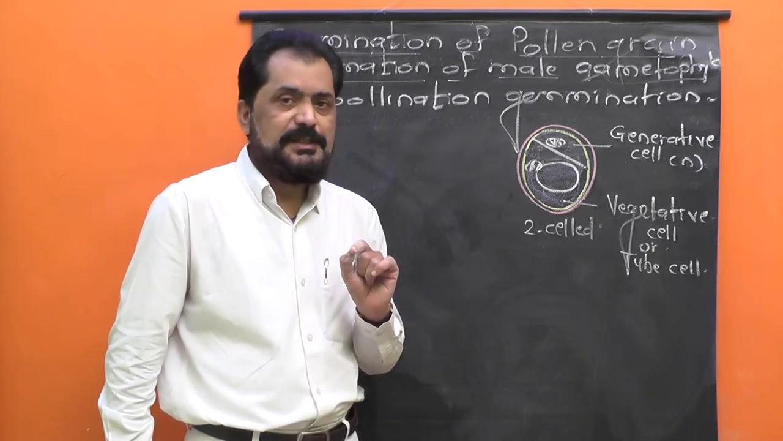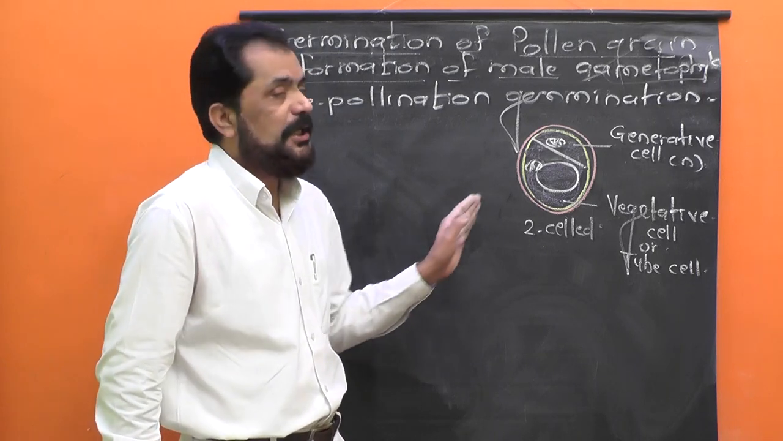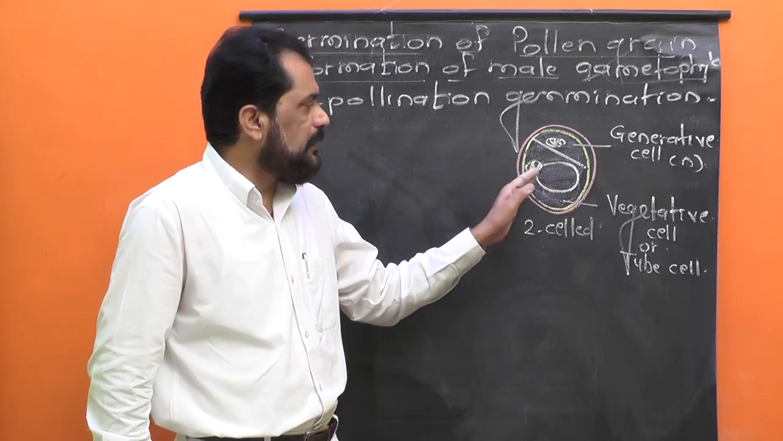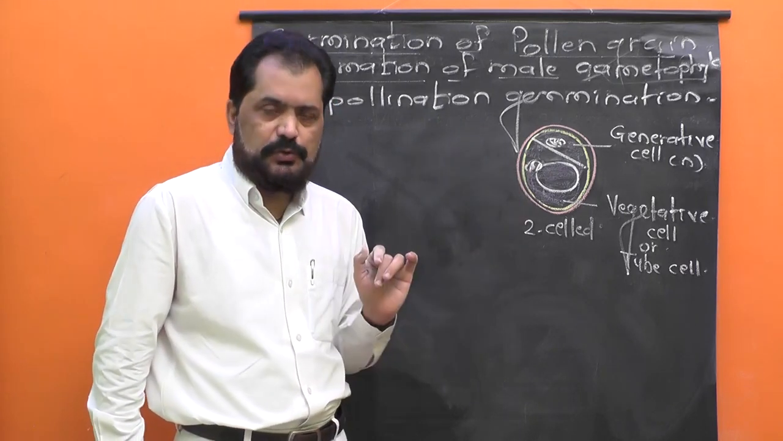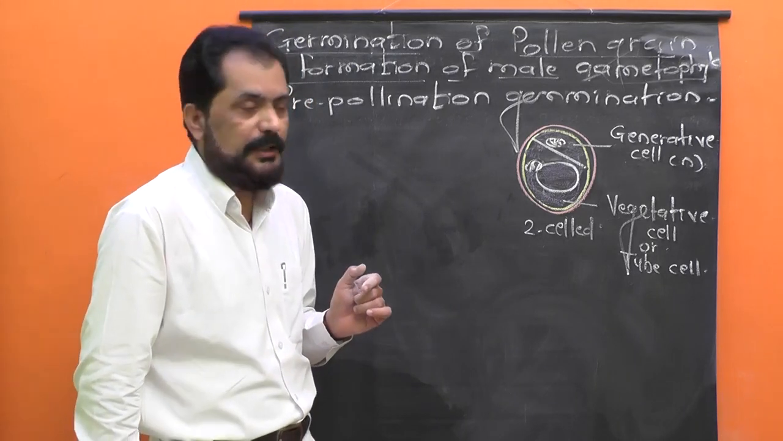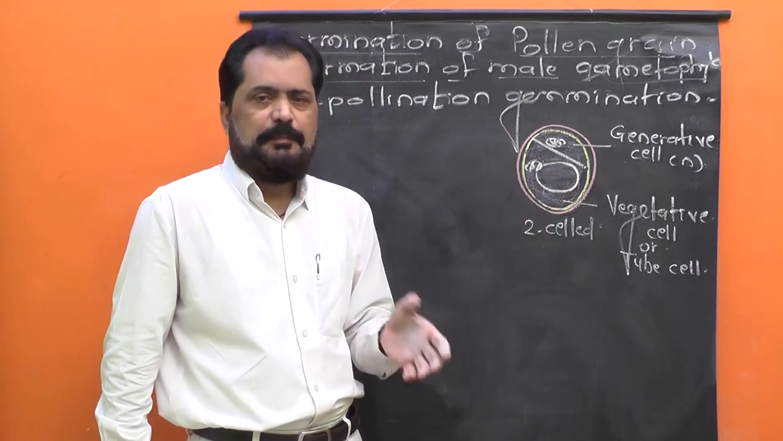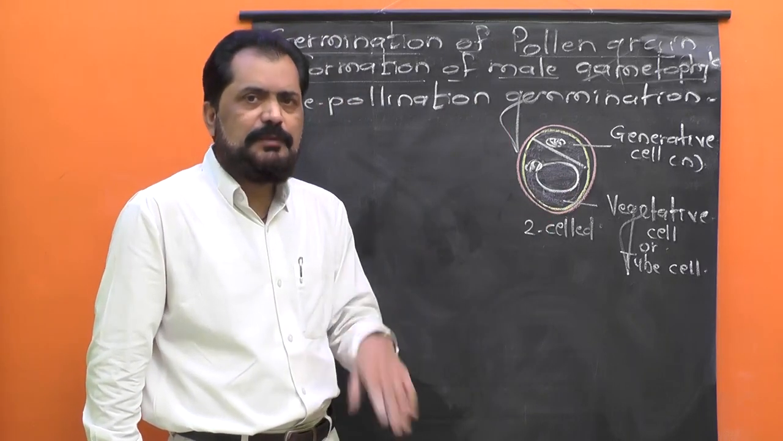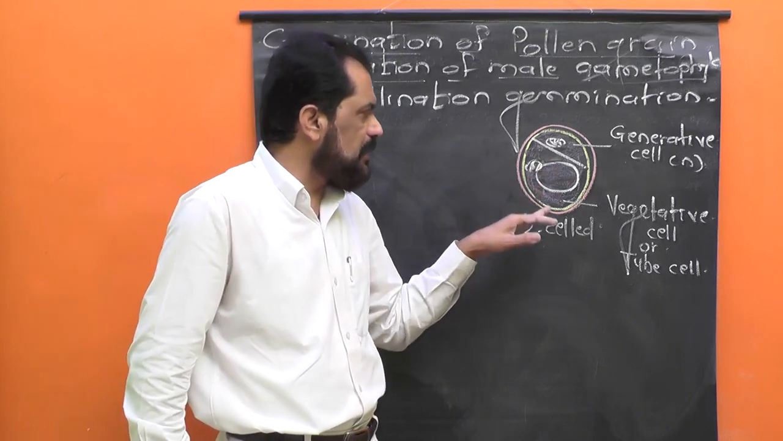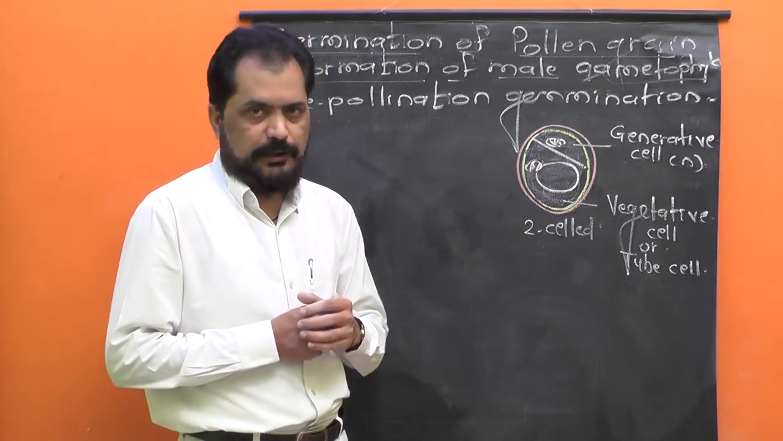Listen, in about 70% of angiospermic plants, when pollination takes place, the pollen grain is at the two-celled stage. But in 30% of the angiospermic plants, pollination occurs at the three-celled stage. As in most of the angiospermic plants pollination occurs at the two-celled stage, therefore here we have shown the two-celled pollen grain.